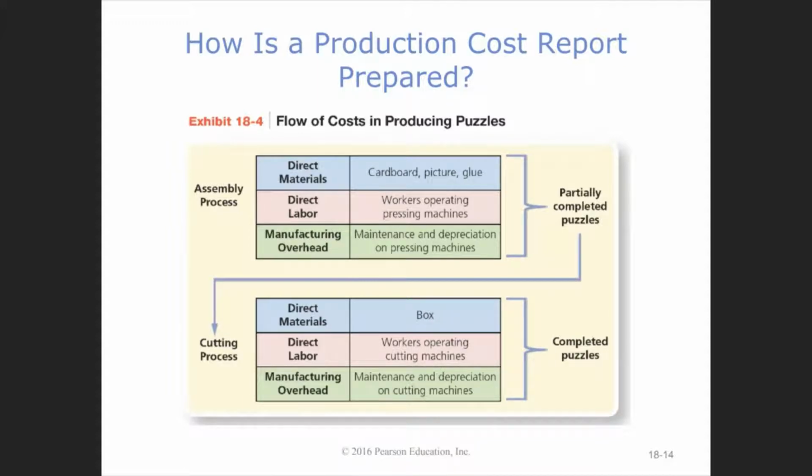And then after those items go through that process, now we've got some partially completed puzzles. We send those puzzles on to the next stage, the cutting process. They're getting cut, they're getting boxed. We see those little examples listed here. They're going through their cutting machines. And then after they've gone through that process, now we have our completed puzzles.